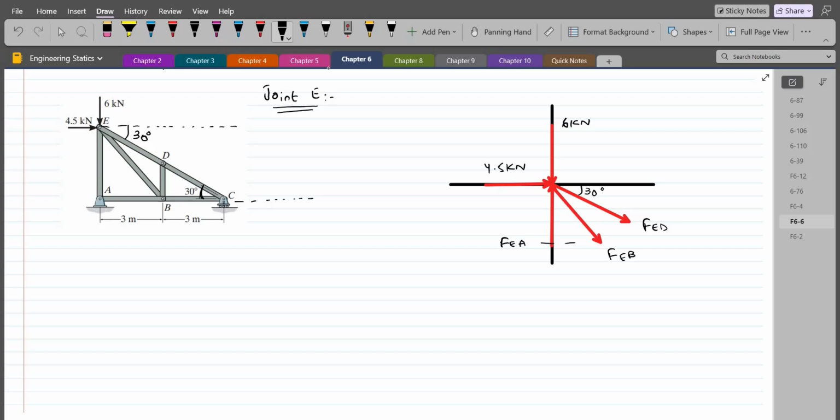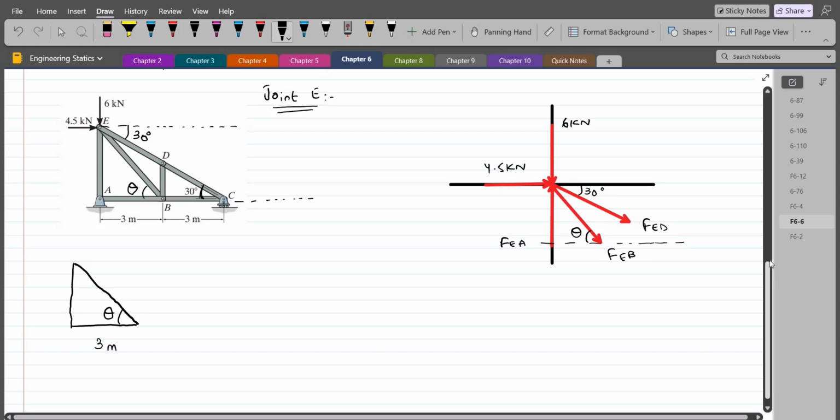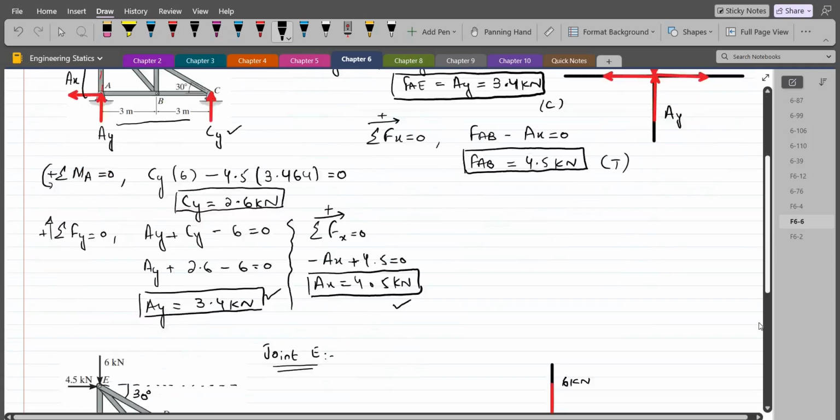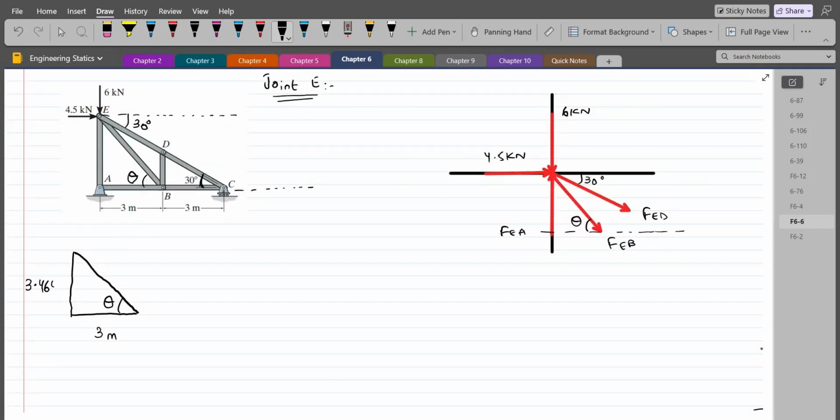If I draw a horizontal line here, to find this angle, let's call this angle theta, which is same as the angle right here. So if I draw a triangle to find this angle theta, the base of this triangle is 3 meters and the height is 3.464 meters. So tan theta is equals to opposite over adjacent. So theta is equals to tan inverse of 3.464 divided by 3. So theta comes out to be 49.1 degrees.